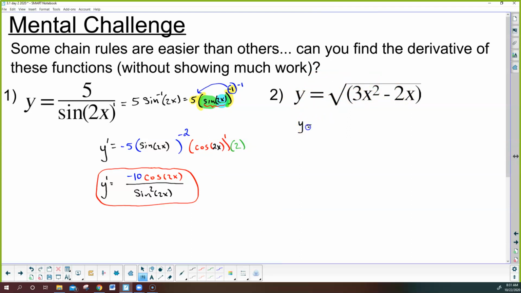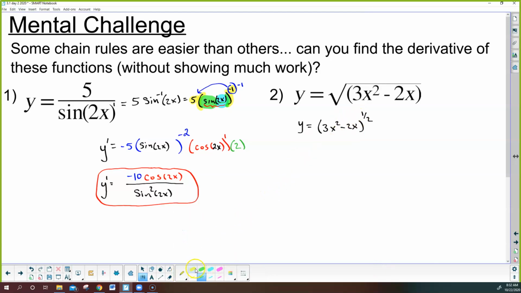Now, notice it has the square root. I'm going to rewrite this algebraically, so I'm not using a prime. This is just the equivalent expression. Taking something to the 1/2 power is the same, or the square root is taking it to the 1/2 power. Those are equivalent. Well, now this screams chain rule.